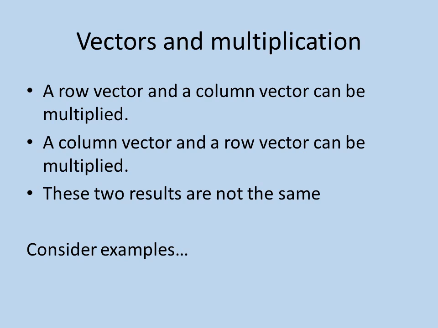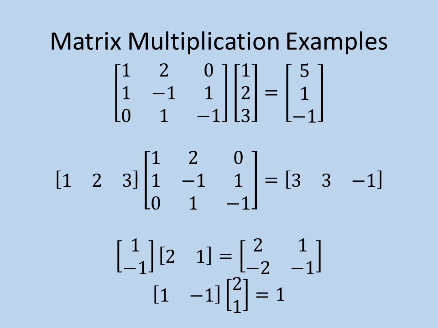Vectors in multiplication. A row vector and a column vector can be multiplied. A column vector and a row vector can be multiplied. But these two results are not the same. And when we take a look at some examples of matrix and vector multiplication, those two statements will be better understood. So take a look at these different examples.